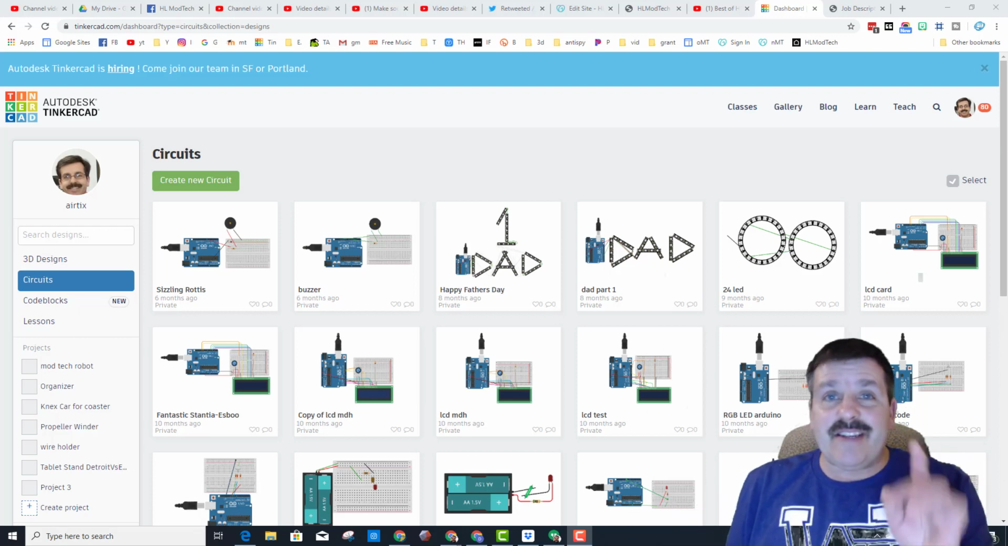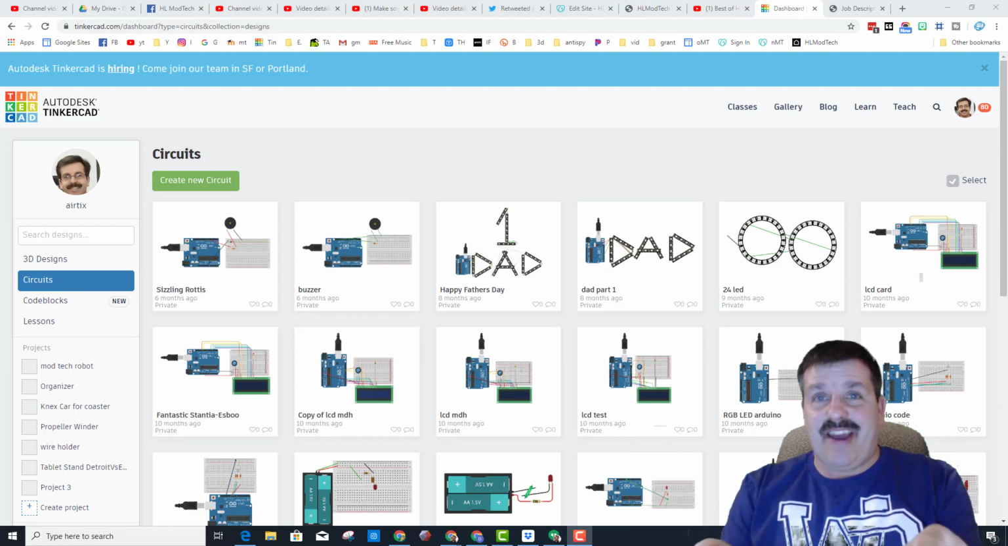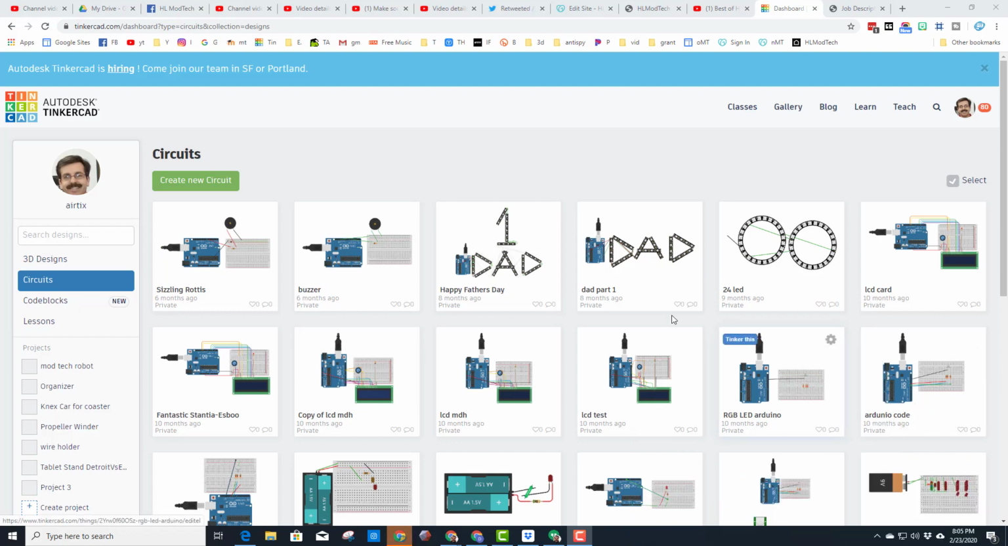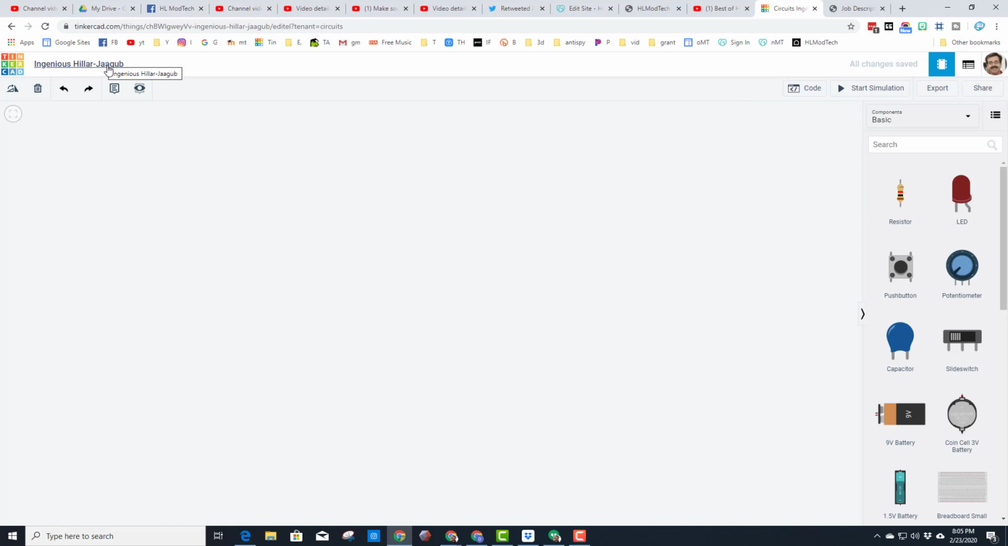This one, my friends, is a challenge. So let's get cracking. As usual, you need to sign in to Tinkercad, choose circuits, and create a new circuit. We'll always start by naming it. This first one is going to be called the 9-volt challenge.